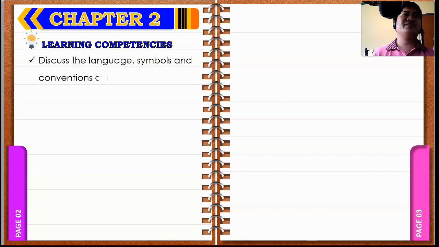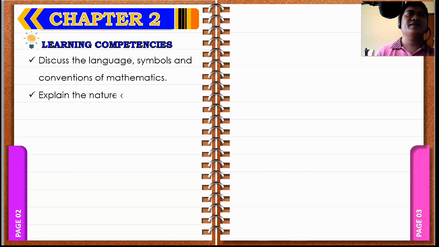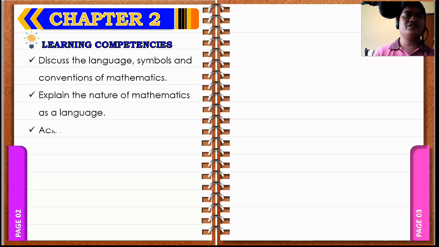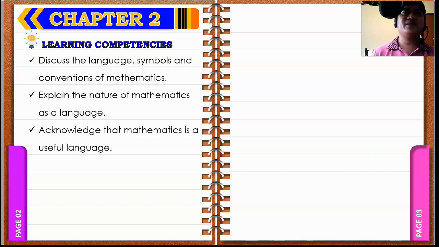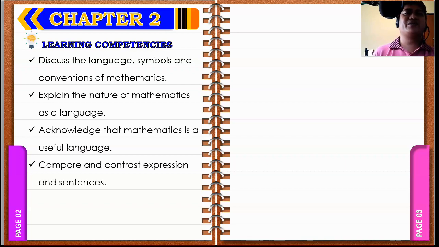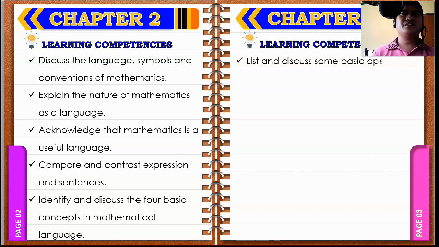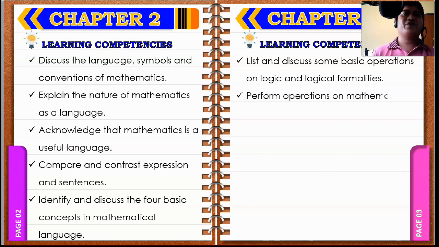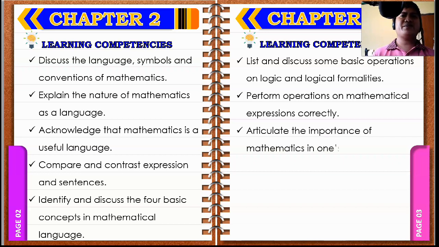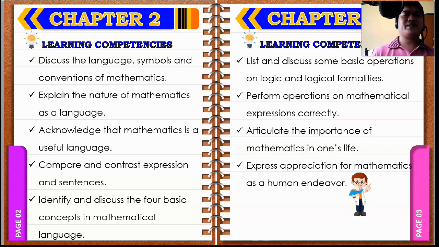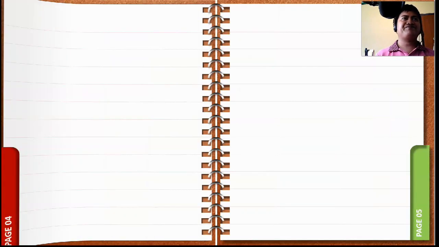One is to discuss the language, symbols, and conventions of mathematics, explain the nature of mathematics as a language, acknowledge that mathematics is a useful language, compare and contrast expression and sentences, identify and discuss the four basic concepts in mathematical language, to list and discuss some basic operations on logic and logical formalities, perform operations on mathematical expression correctly, to articulate the importance of mathematics in one's life, and to express appreciation for mathematics as a human endeavor.